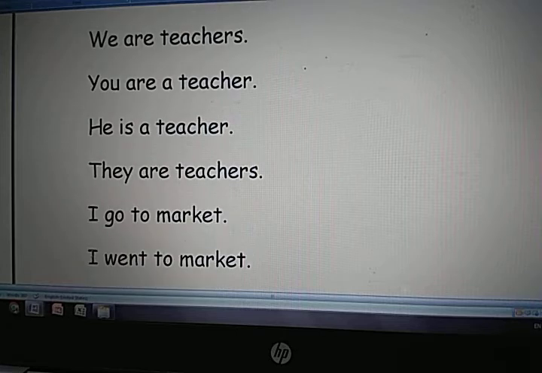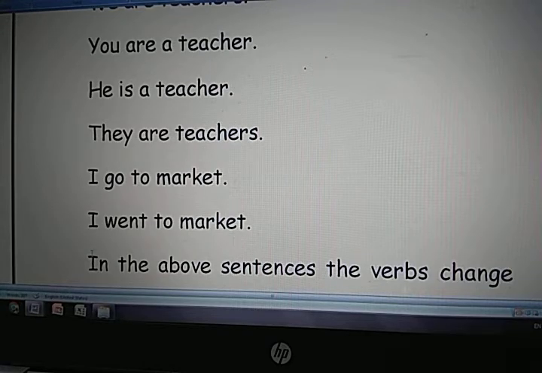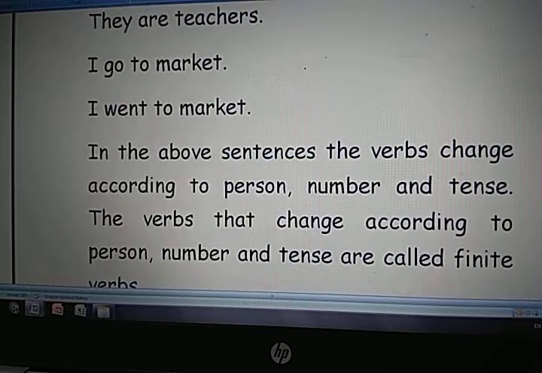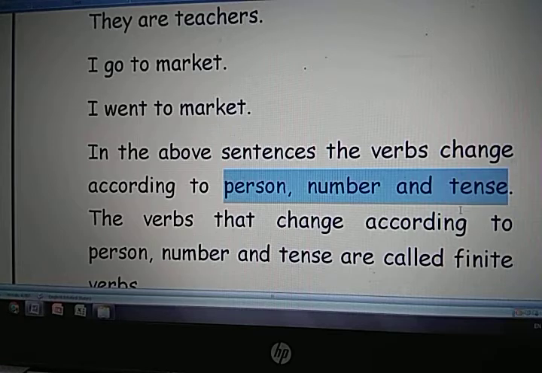In the same way, let us see. I go to market. What I did, I changed the tense. Then go changes to went. I went to market. So what happened in the above examples, the verb form changes according to person, number and tense.